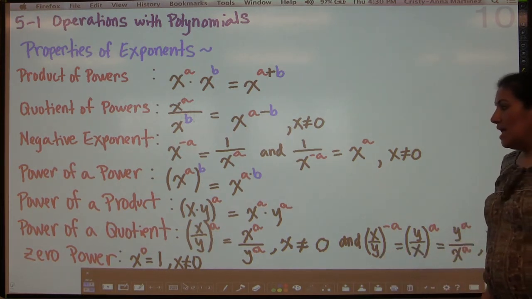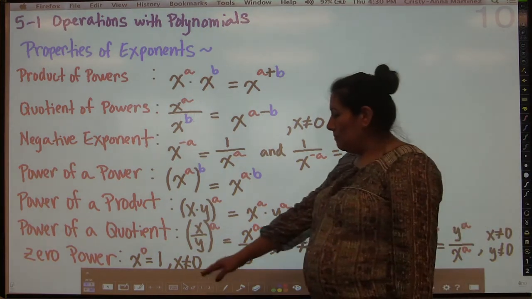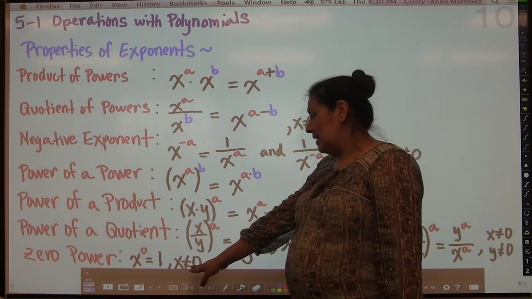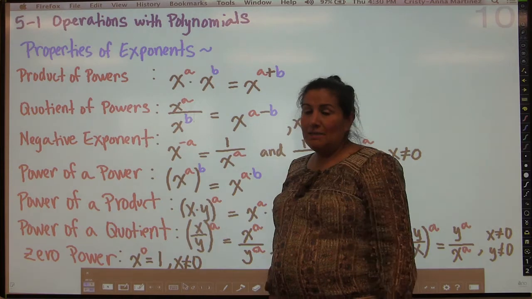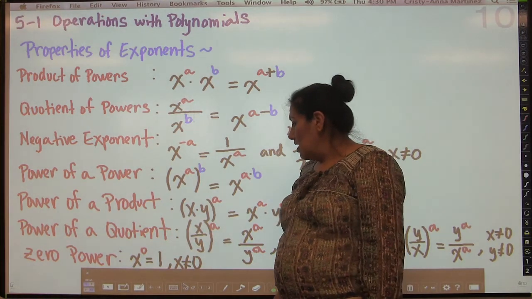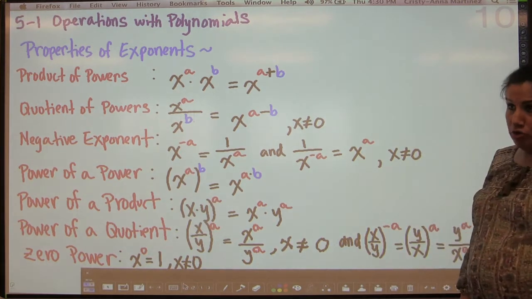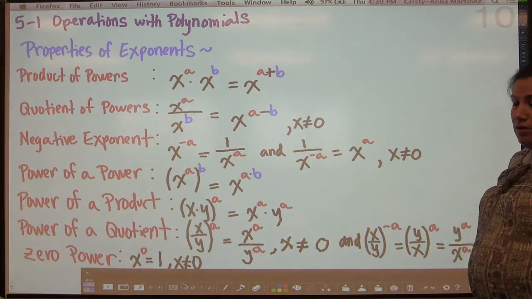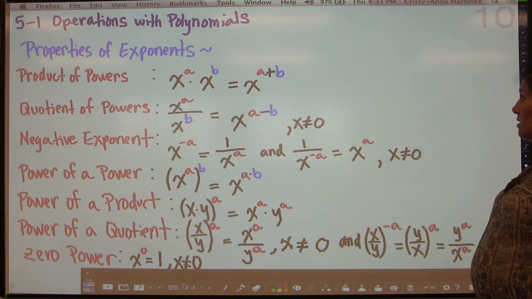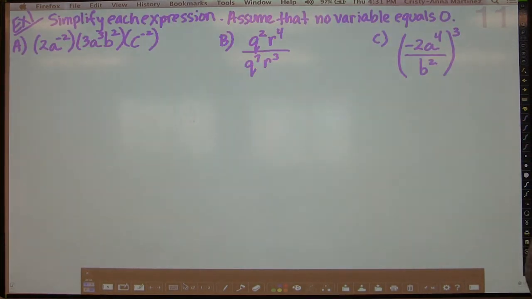And then our last one is the 0 power, which basically says that any base to the 0 power is 1. And again, as long as x does not equal 0. 0 to the 0 power is not 1. 0 to the 0 power is just 0. But any other number to the 0 power is 1. So we're going to get started with some examples here.